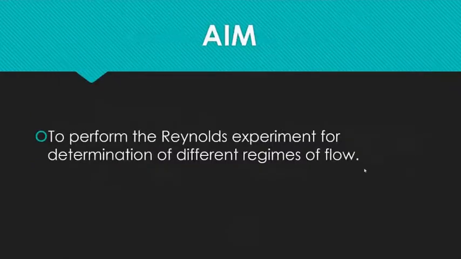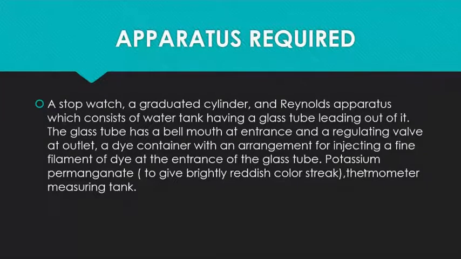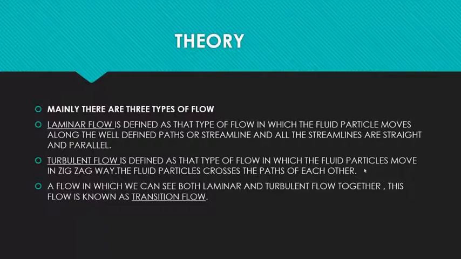The aim of the experiment is to perform the Reynolds experiment for determination of different regimes of flow. The apparatus required for the experiment is as follows: a stopwatch, a graduated cylinder, and Reynolds apparatus, which consists of a water tank having a glass tube leading out of it. The glass tube has a bell mouth at the entrance and a regulating valve at the outlet. A dye container with an arrangement for injecting a fine filament of dye at the entrance of the glass tube. Potassium permanganate, which gives a brightly reddish colored streak. A thermometer and a measuring tank.